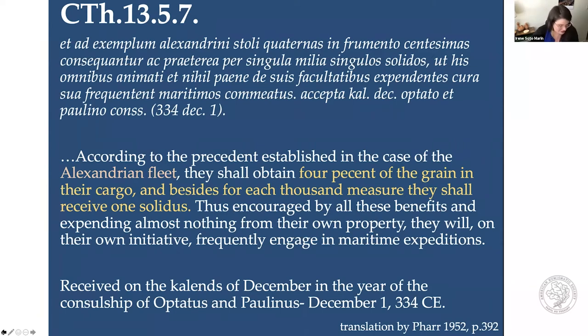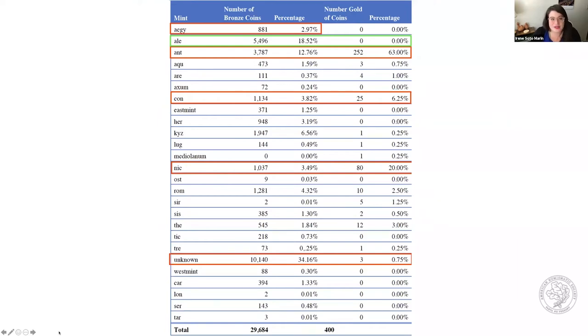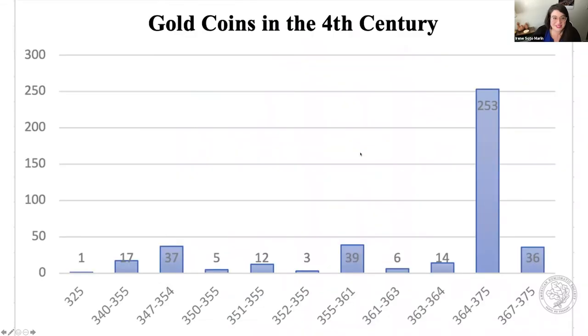But first, let's take a look at the database. So this is the compilation I did of the database of bronze and gold coins. And here they are listed by mints. But just yesterday, I seriated them specifically by periods of minting.